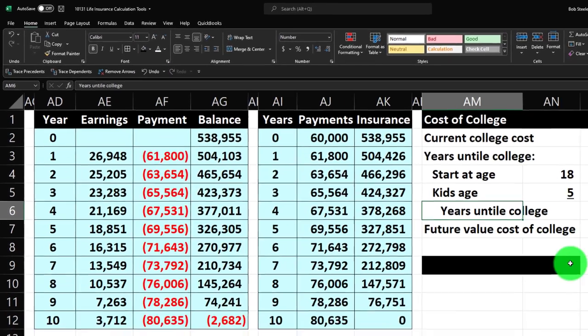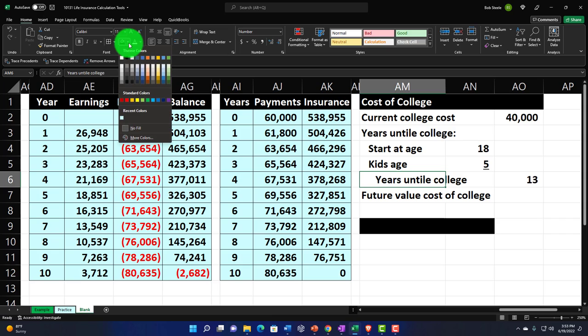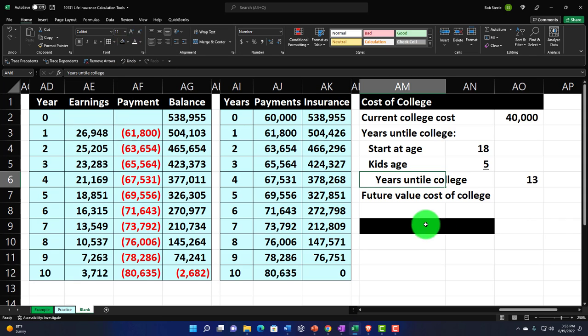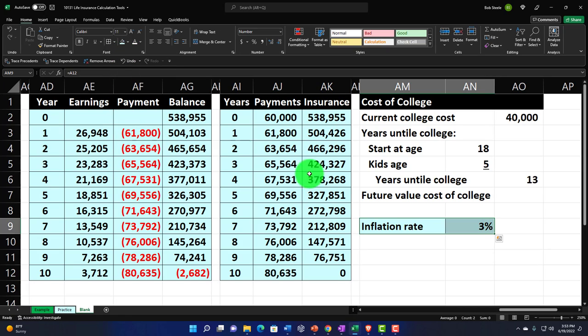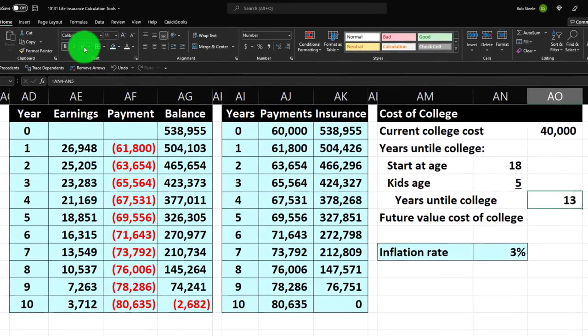Okay, well, hold on a sec. That's not blue. This one needs to be blue, not black. Okay, so then let's put an underline here, font group and underline.